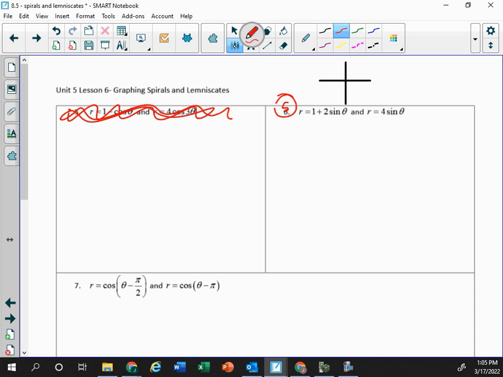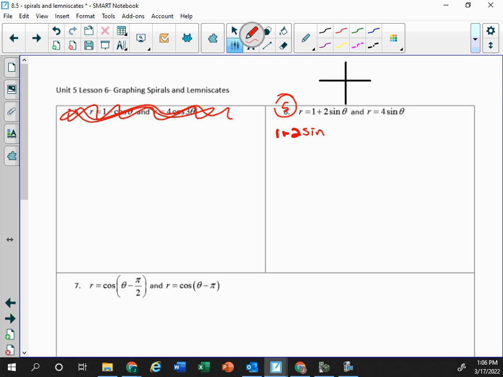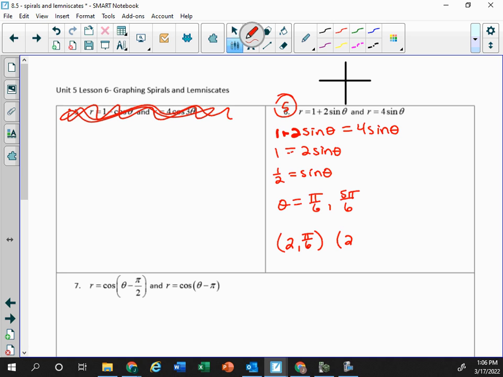All right, guys, so this one, I'd be doing 1 plus 2 sine theta equals 4 sine theta. Everybody okay getting to 1 equals 2 sine theta? Just subtract 2 sine theta over. So where does sine equal 1/2? Pi over 6 and 5 pi over 6. And when I plug that in, I believe I get 2, the square root of 10.